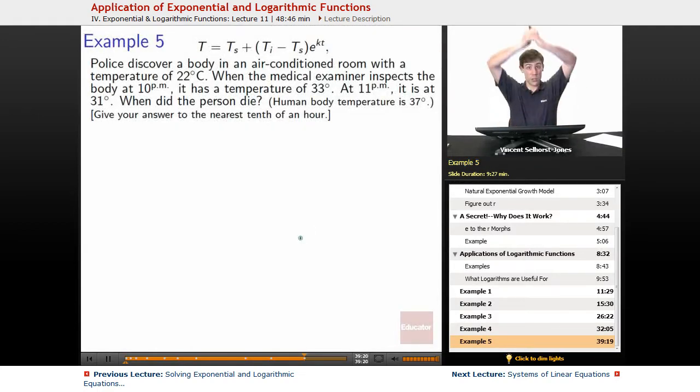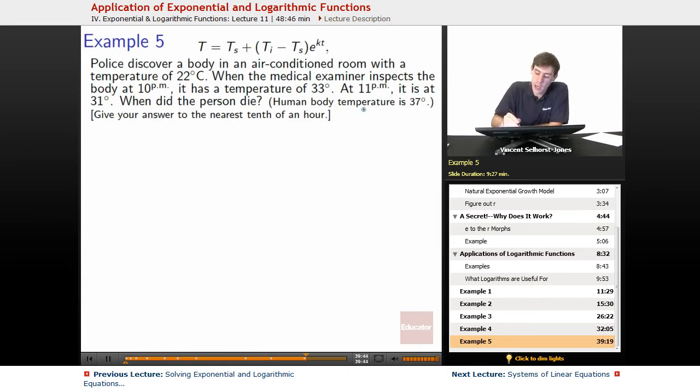Final example, this one's going to be a little bit of a doozy, but this is about as hard as you'll wind up seeing any of this sort of stuff get. All right, police discover a body in an air-conditioned room with a temperature of 22 degrees centigrade Celsius. When the medical examiner inspects the body at 10 p.m., it has a temperature of 33 degrees. At 11 p.m., it is at 31 degrees. When did the person die?